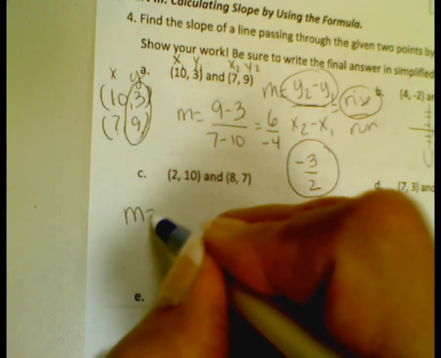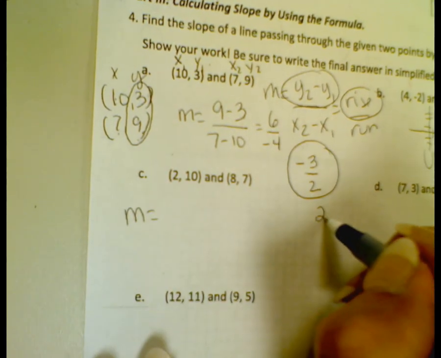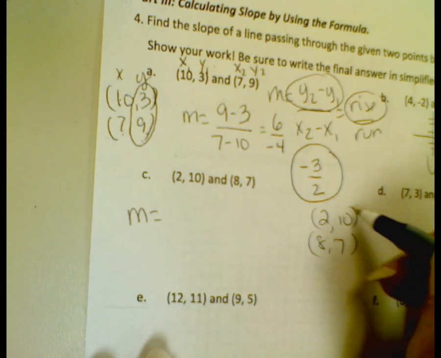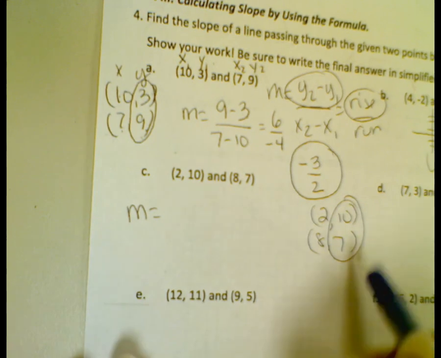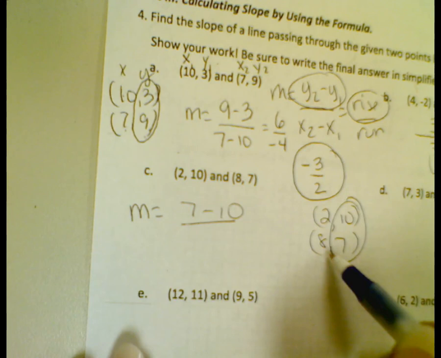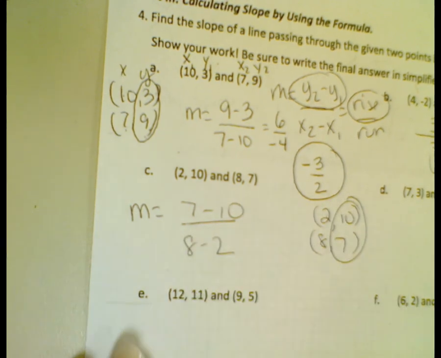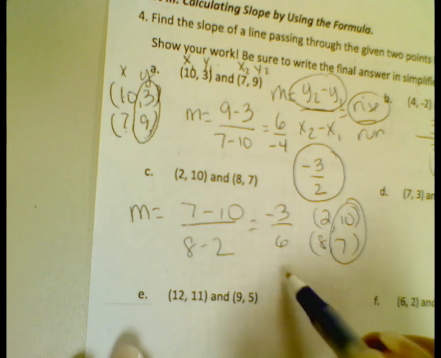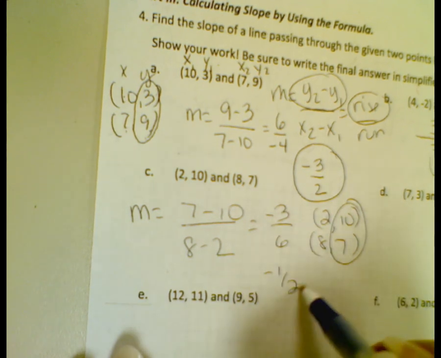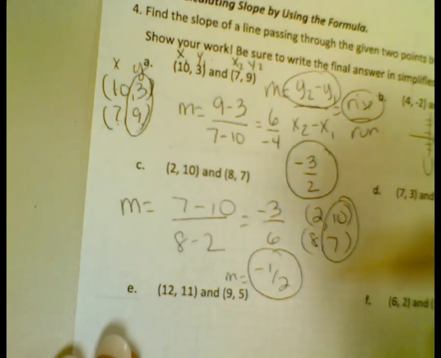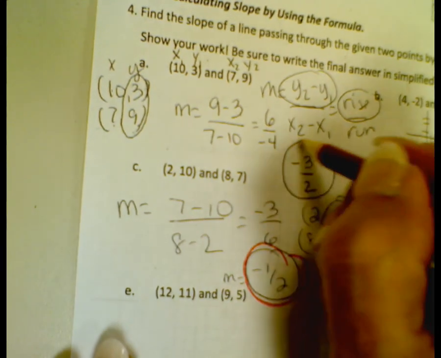So slope is y minus y. I'm going to line these points up, 2, 10, and 8, 7. Okay, let's do our y's first. So do bottom to top, 7 minus 10. And then the x's, 8 minus 2, is -3 over 6, which you can reduce to -1/2. This is your answer. M is -1/2. I should circle these because I'm getting really messy here.